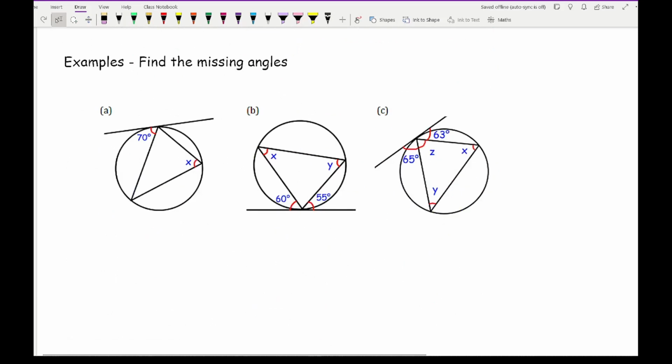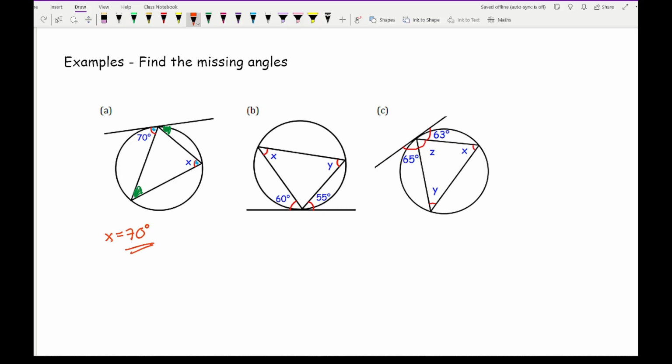So again, the orientation of the circle and the tangent and the triangle may be different, but the concept is still the same. So here, looking at question A, this angle here, which is marked as 70, is going to be the same as this angle here, and this angle here is going to be the same as that interior angle on the triangle. So for part A, x equals 70 degrees.